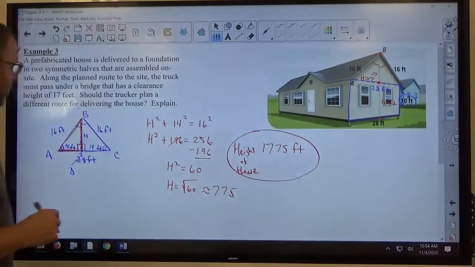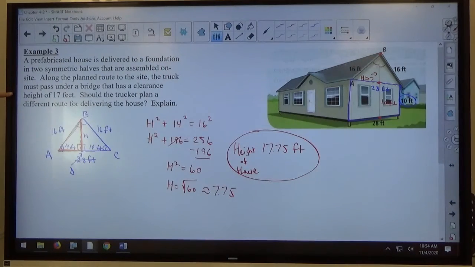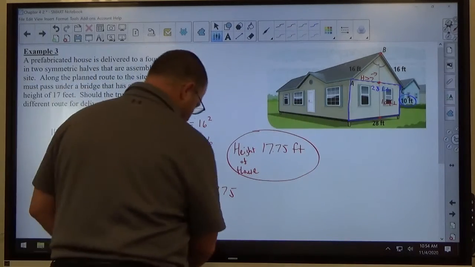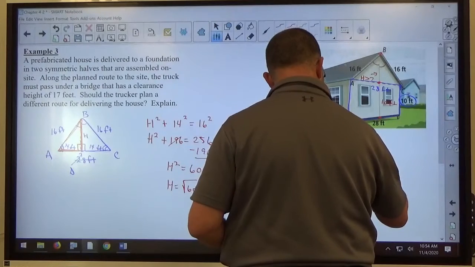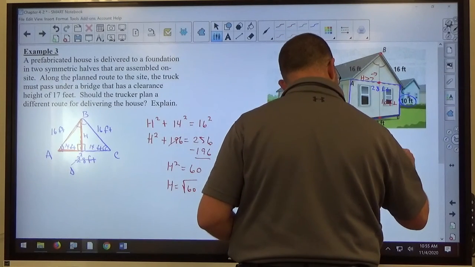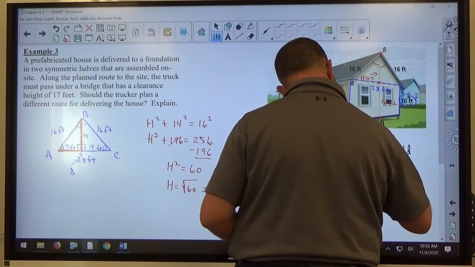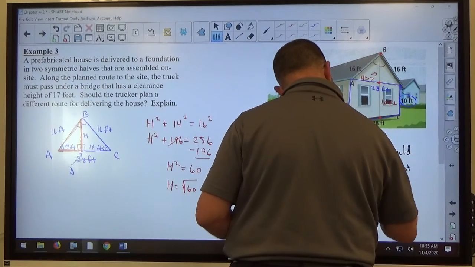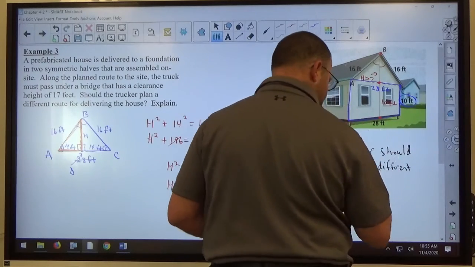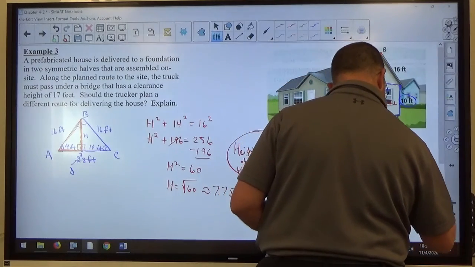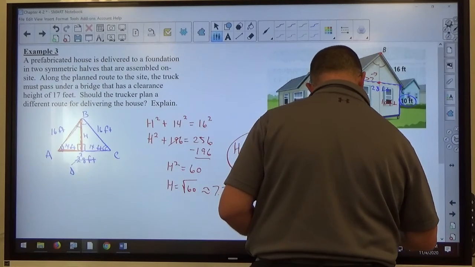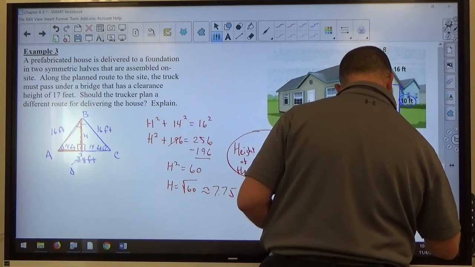All right. The question simply asks, should the trucker plan a different route? Can he fit under the bridge? Sure can't. So should he plan a different route? Sure should, right? So that's all we're doing. We're answering the question. Trucker should take a different route. Explain: the house does not fit under the bridge.